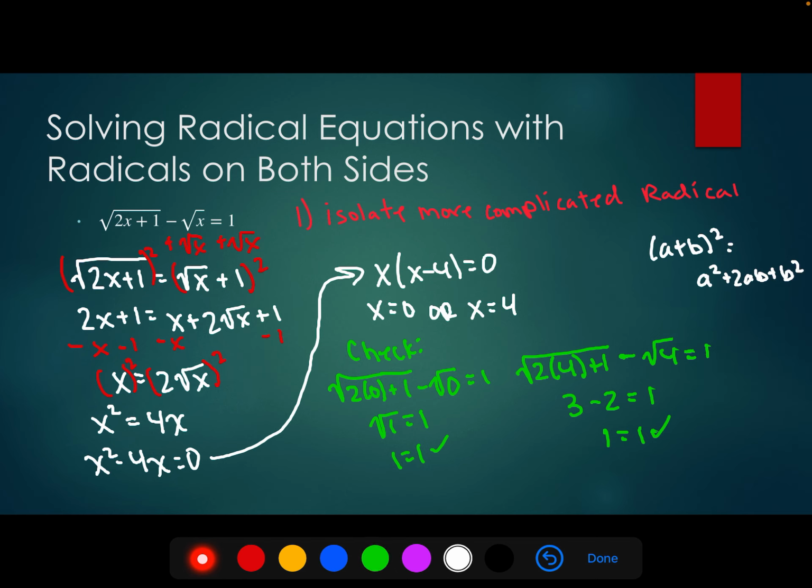So we can accept both of these solutions. We do not have any extraneous solutions here. So our x is equal to 0 or x is equal to 4.